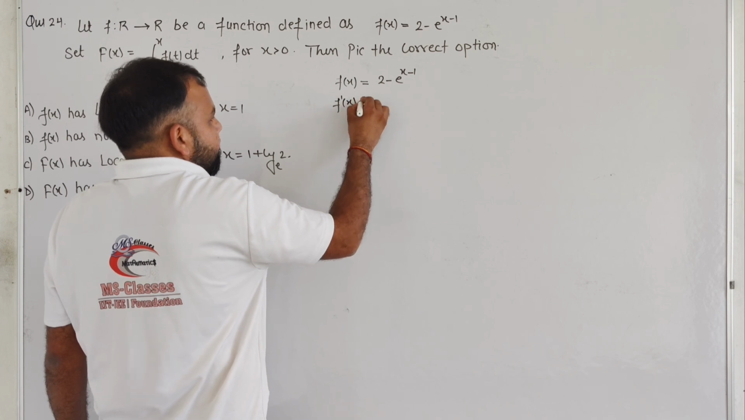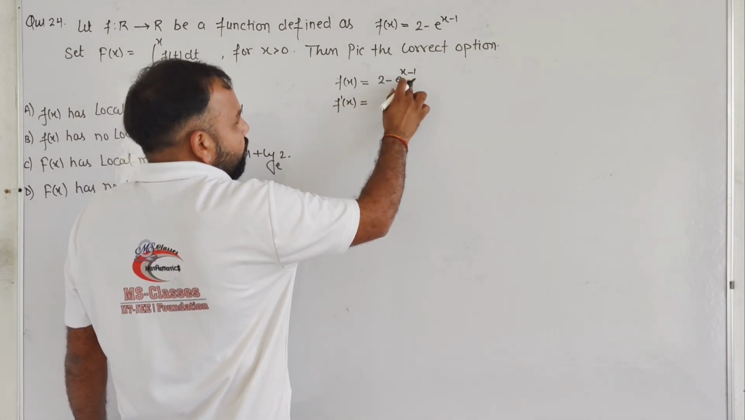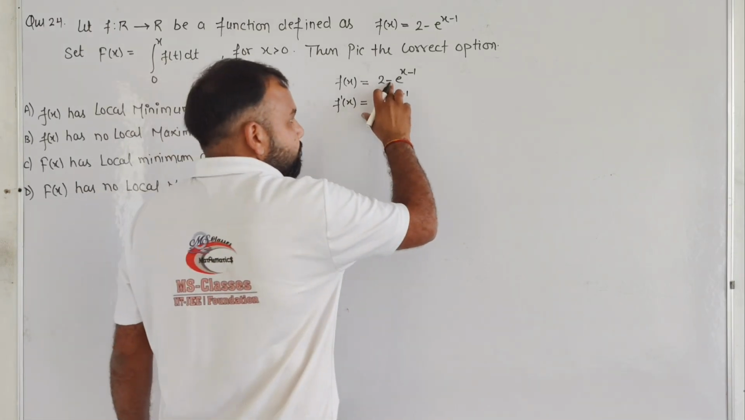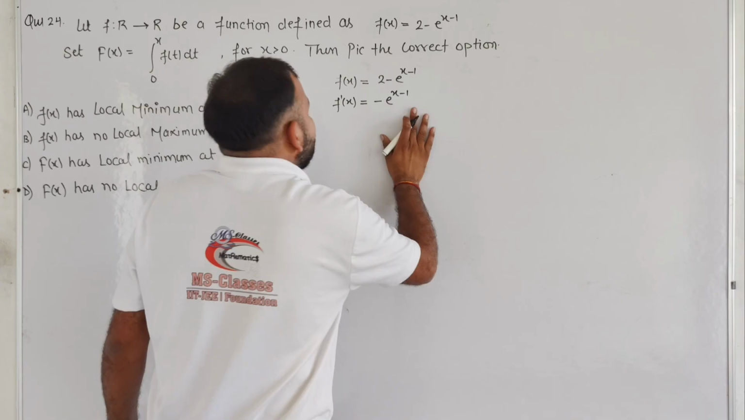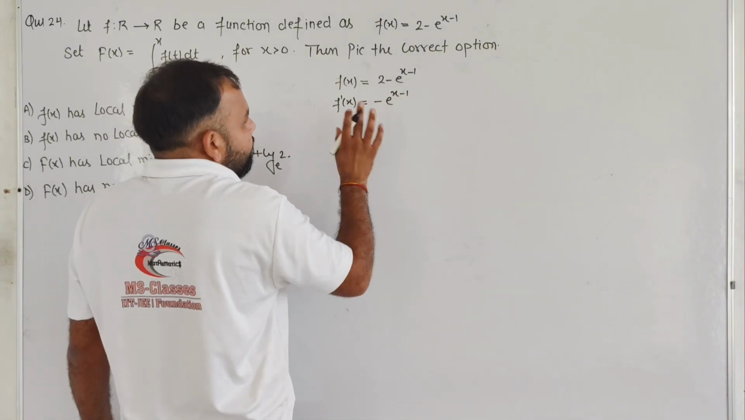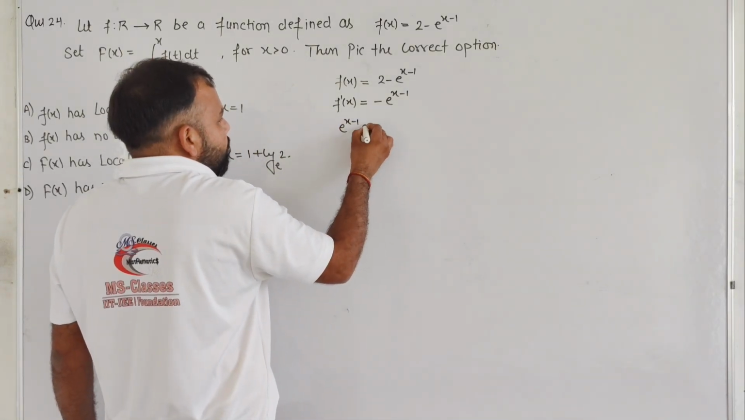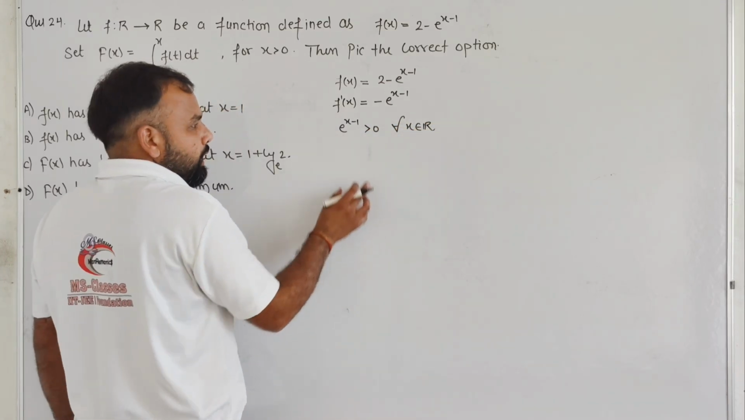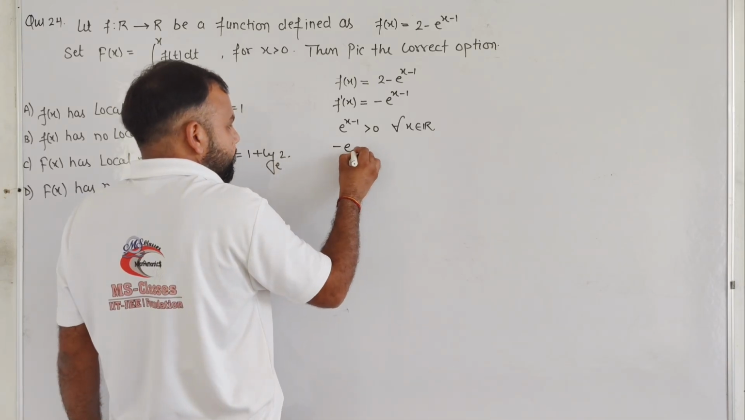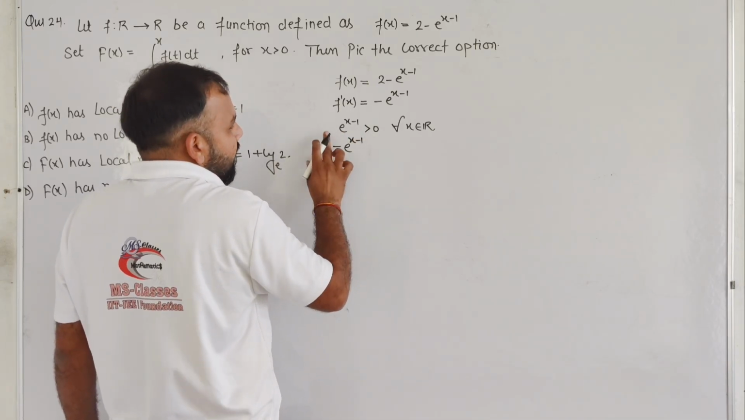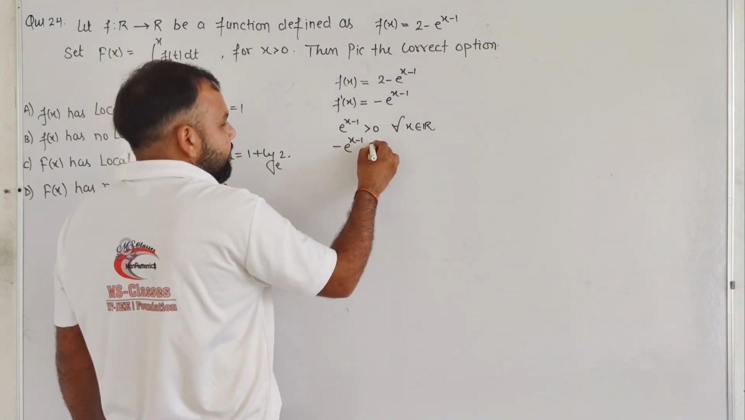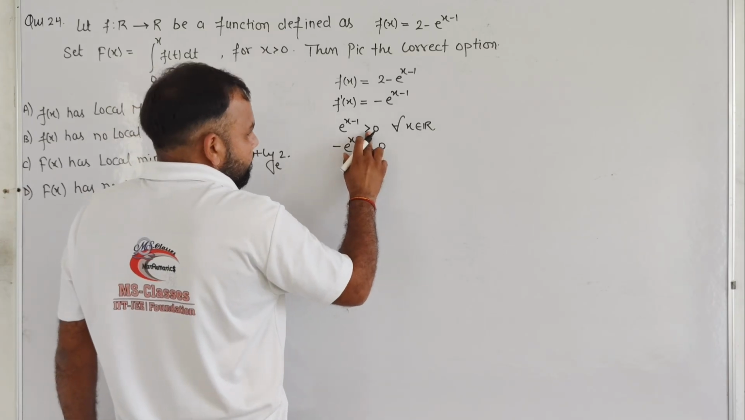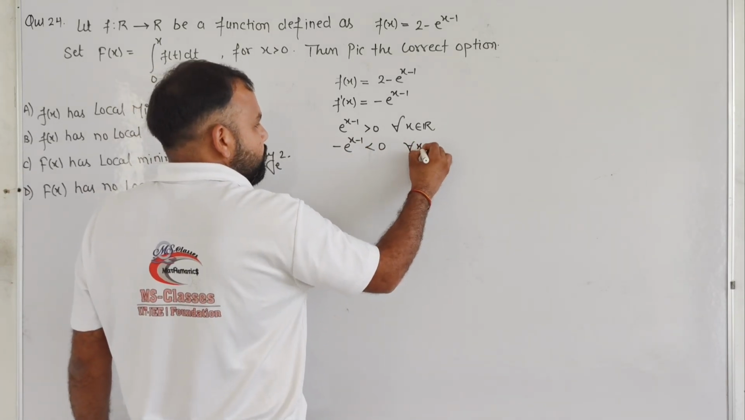So it basically becomes f dash x: the derivative of 2 is 0, and this becomes e to the power x minus 1, with the minus sign, and the derivative of x minus 1 is basically 1. Students, you know the exponential function is always greater than 0 for all x belonging to the set of real numbers. If you apply the negative sign, it becomes minus e to the power x minus 1. After multiplying by a negative sign in an inequality, the inequality changes from greater than to less than, for all x belonging to the set of real numbers.